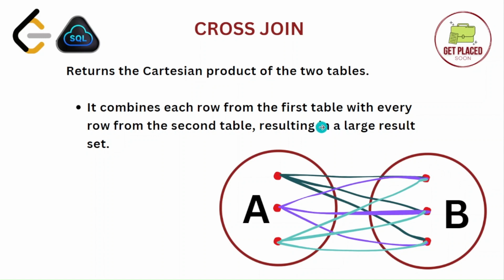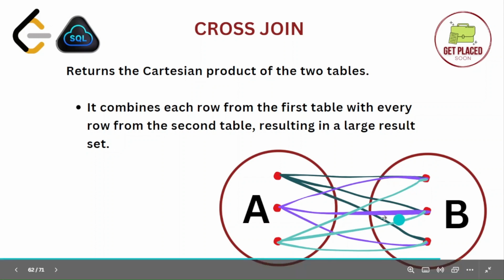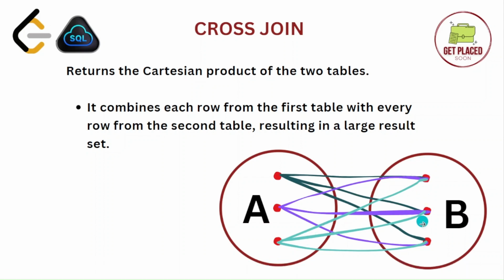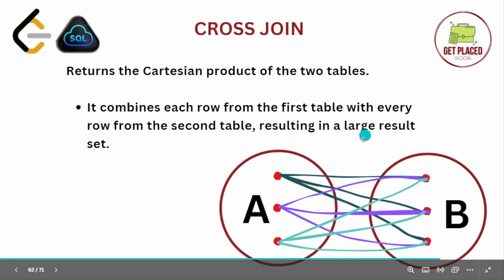Let's understand cross join. Cross join returns the Cartesian product between the two tables. Cartesian product of two tables means combining each row of the first table with each row of second table. For example, if we have 3 rows in table A and 3 rows in table B, then the first row of table A combined with first row of table B, similarly with second row of table B and third row of table B. Again, the second row of table A with first row of table B, second row of table B and third row of table B. Similarly, the third row of table A with first row of table B, second row of table B and third row of table B. So all these things will give you a large result set.